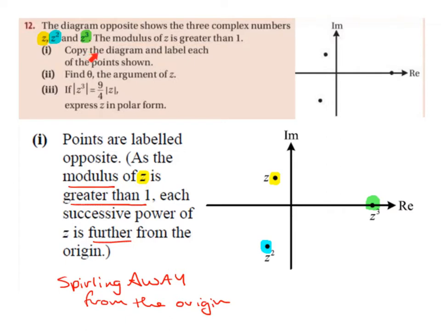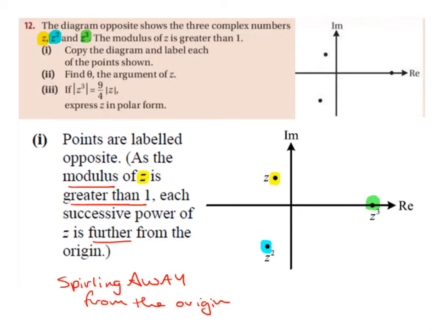Part 1. Copy the diagram and label each of the points shown. Again, here's our real axis, here's our imaginary axis. Points are labelled opposite. This yellow point here is z, the blue point here is z squared, and the green one is z cubed. As the modulus of z is greater than 1, each successive power of z is further away from the origin, i.e. they are spiralling away from the origin.